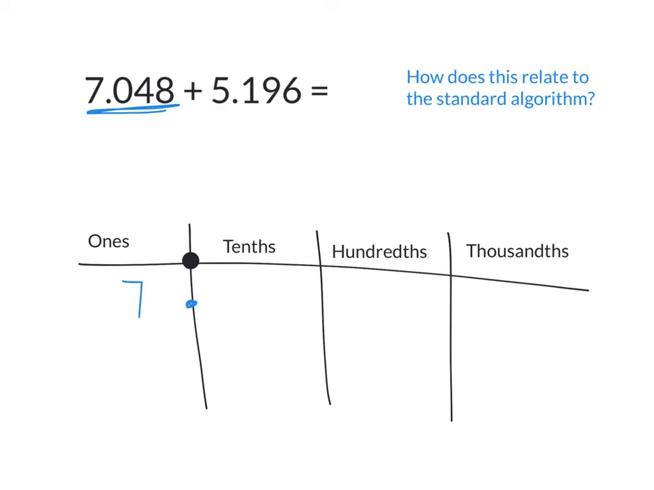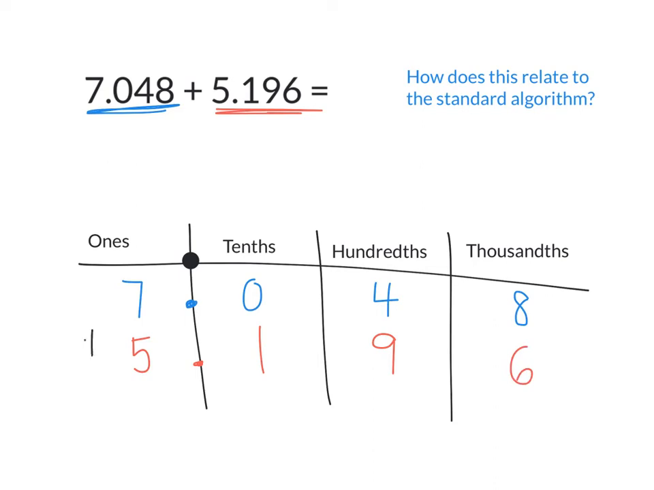For the first number, I have 7 ones. How many tenths do I have? How many hundredths do I have? How many thousandths do I have? 8. Okay. For the second number, how many ones do I have? 5. How many tenths do I have? 1. How many hundredths do I have? 9. How many thousandths do I have? 6. Okay.